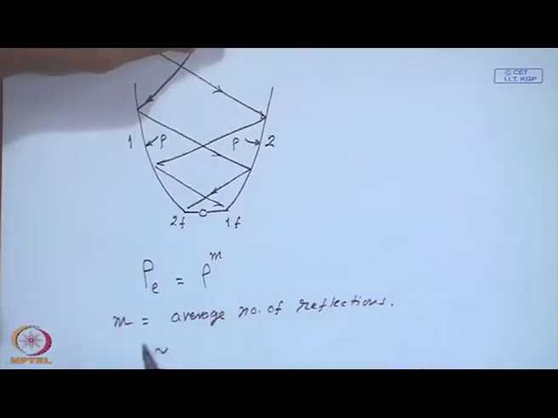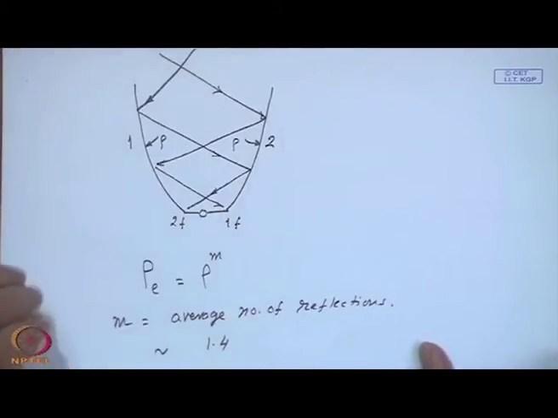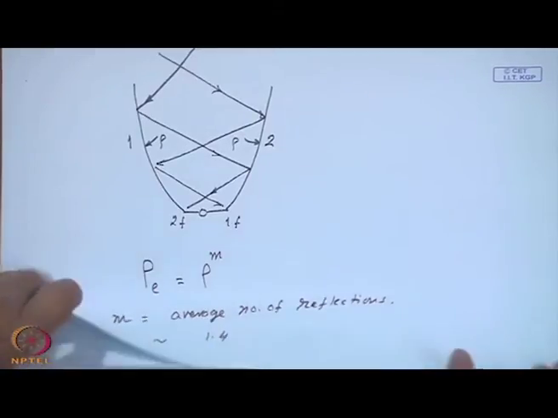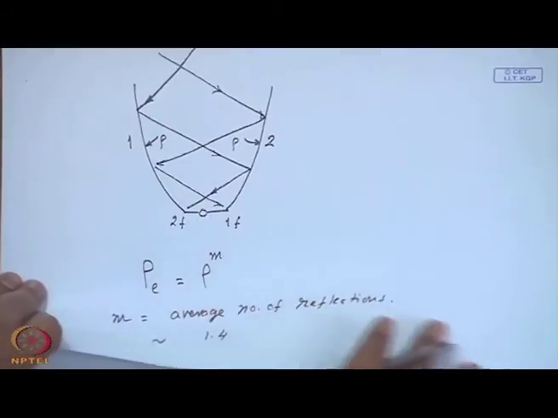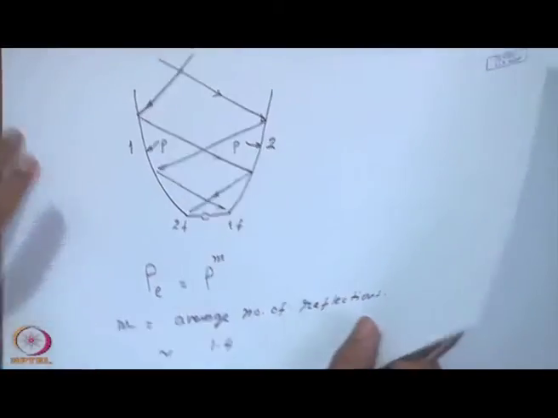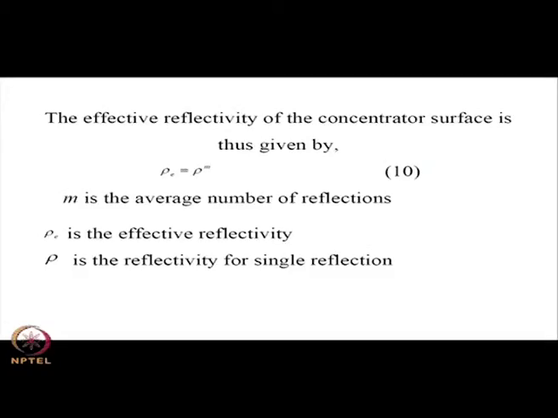This is sort of found out to be about 1.4, 1.5, right. How the fraction is, you can easily imagine. If you consider a large number of rays, some of them may be having 2, some of them may have only 1, and the average turns out to be 1.4.